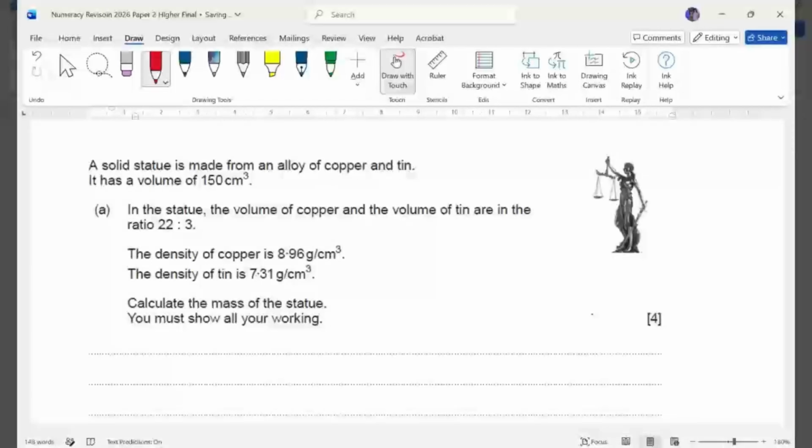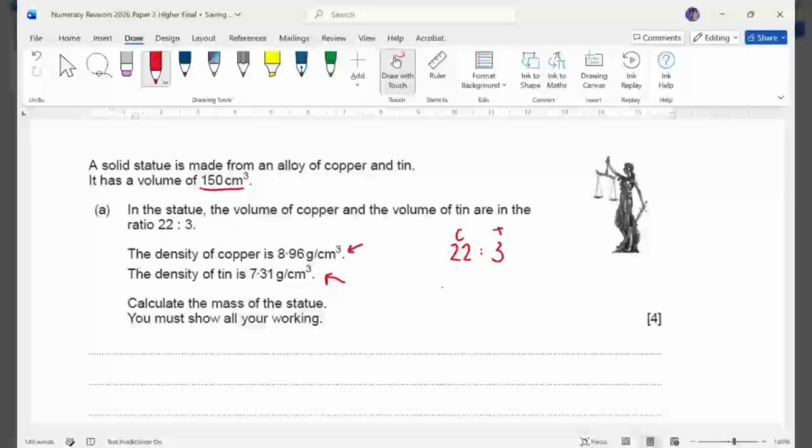Okay, bit of ratio in here as well. We might get a bit of ratio hidden in any question. A solid statue is made from an alloy of copper and tin. It has a volume of 150 centimetres cubed. So some of that is copper, some is tin. In the statue, the volume of copper and the volume of tin are in the ratio 22 to 3. So 22 copper to 3 tin. Then we've got the density of the copper and the density of the tin. Calculate the mass of the statue.